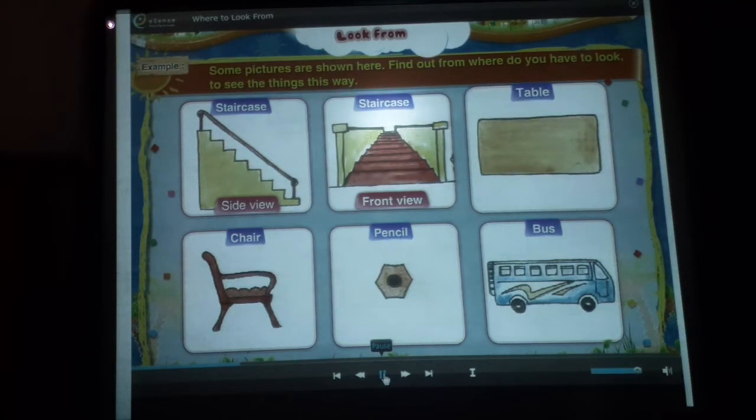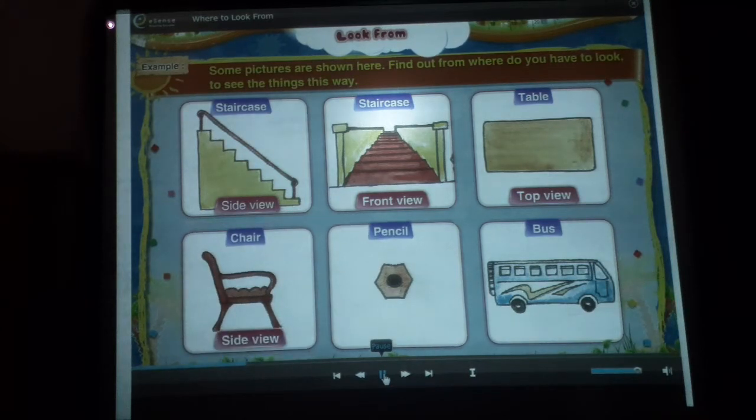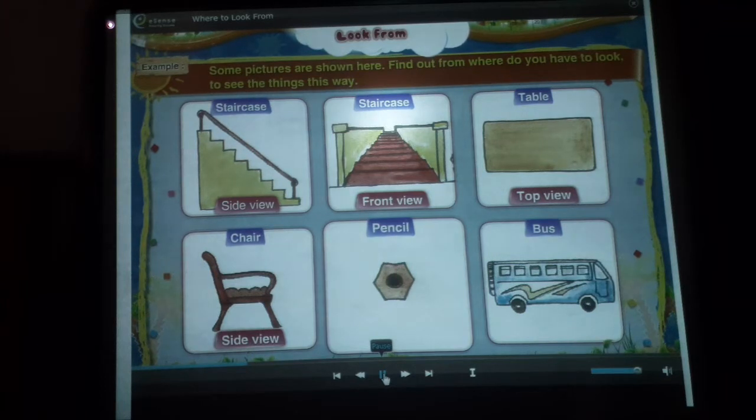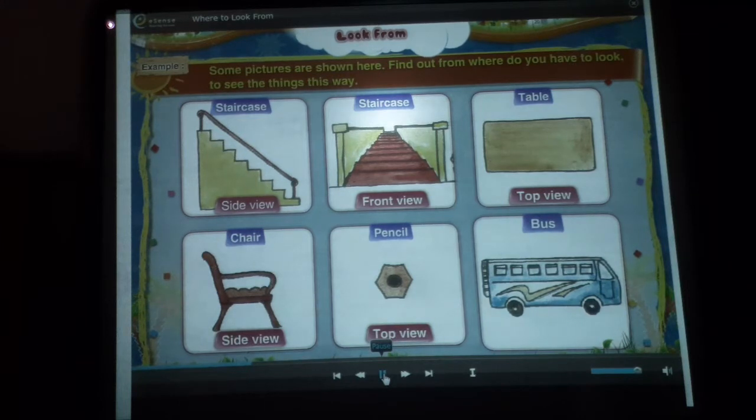The third picture is that of a table. If you look at it from the top, then it will look like this. The fourth one is a chair, which when seen from the side will look like this. The fifth picture is a pencil. See, if we look at it from the top, then it will look like this. In the sixth picture, there is a bus. If you view it from the side, then it will look like this.